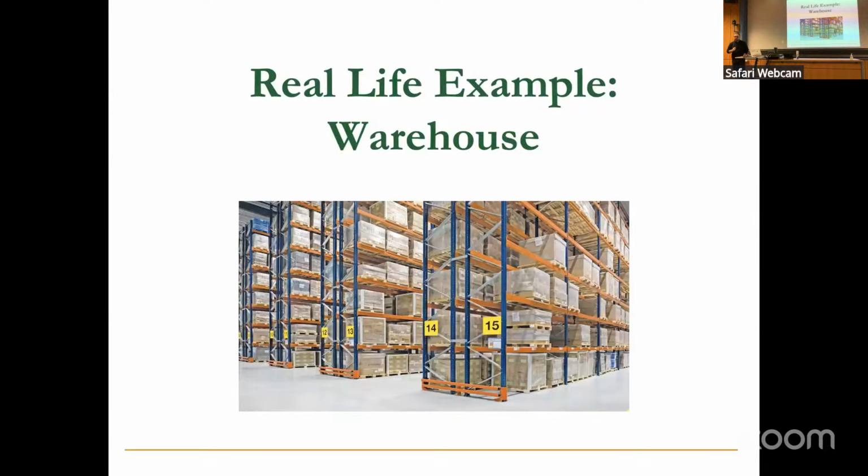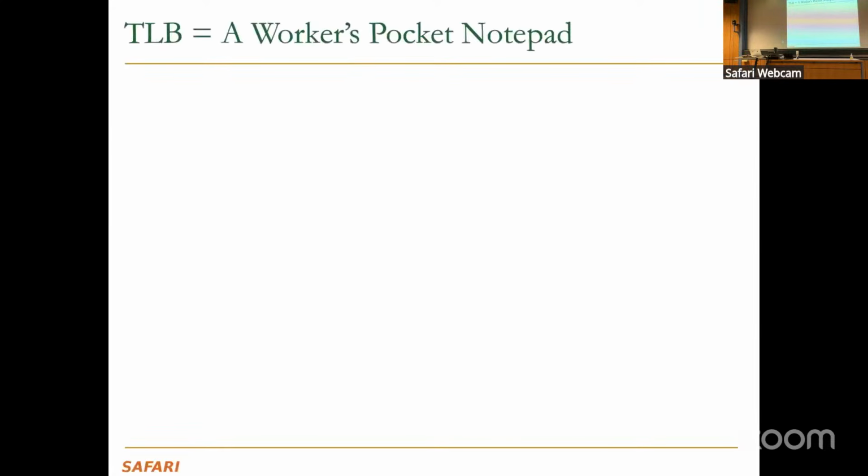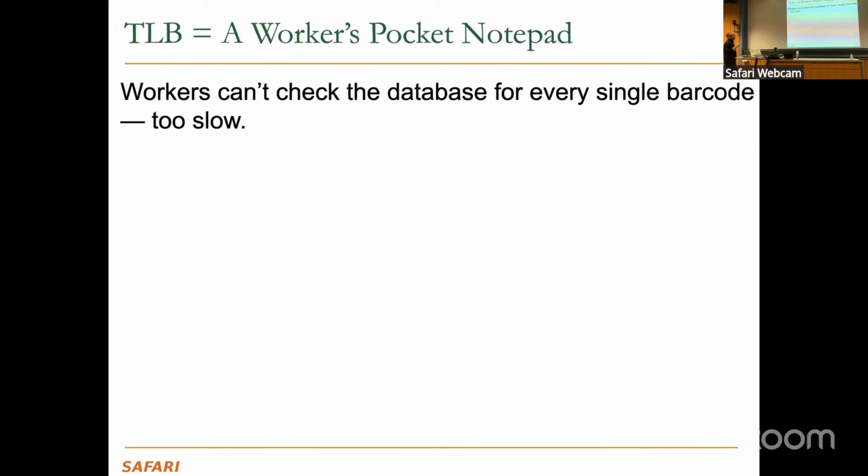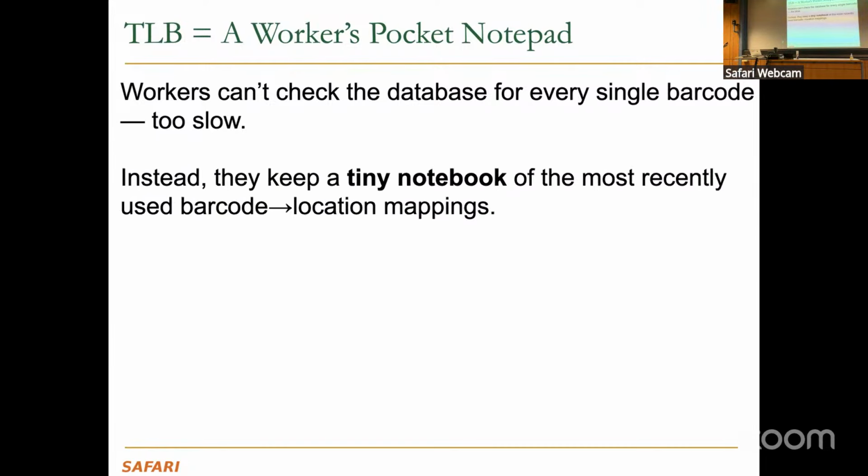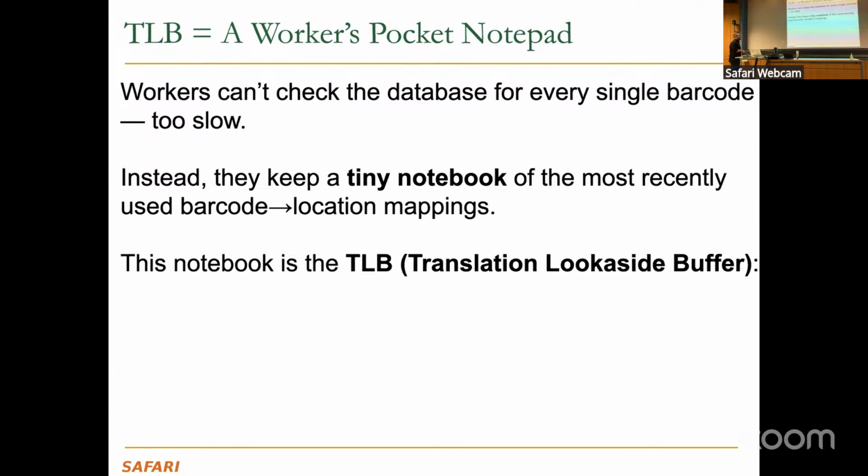The warehouse example. So the TLB, you can think of it as the worker's pocket notepad. The workers cannot check the database for every single barcode because it would be too slow, right? They would need to go to the inventory, check the database, find out where the item is, and then do this for every item. Instead, they keep a tiny notebook of the most recently used barcodes. This way, they know the barcode to location mappings very quickly because they're written in the tiny notebook.